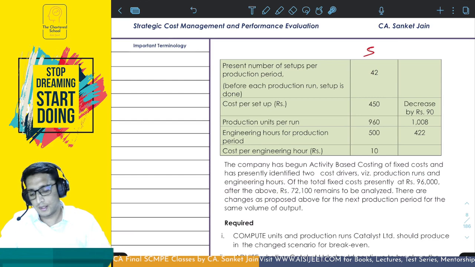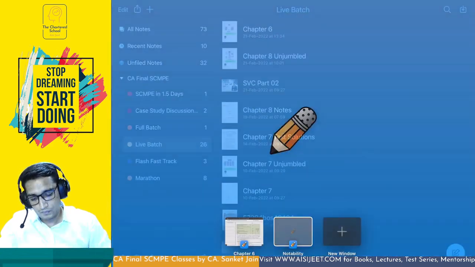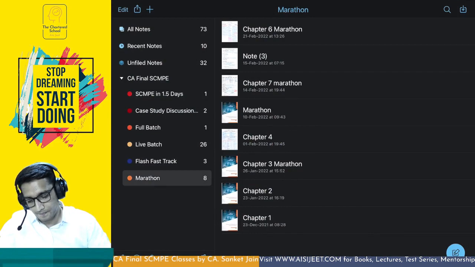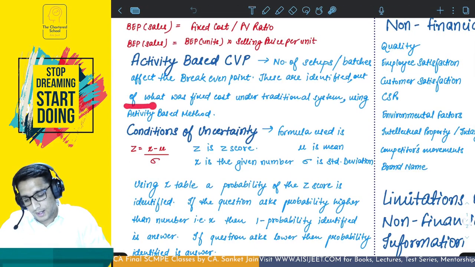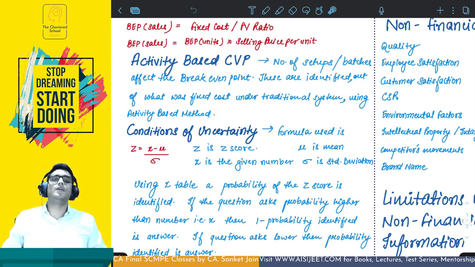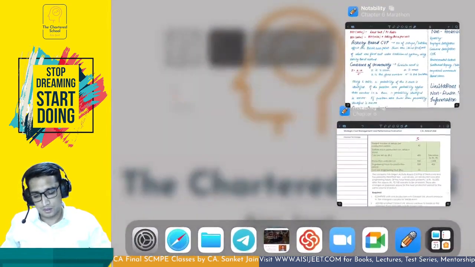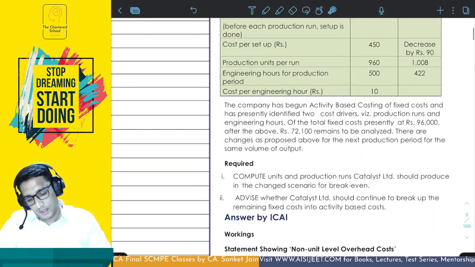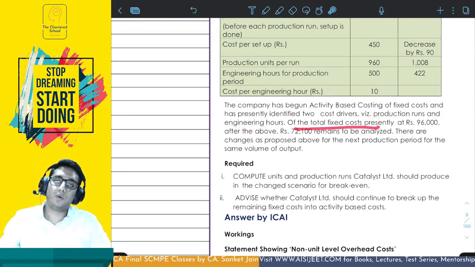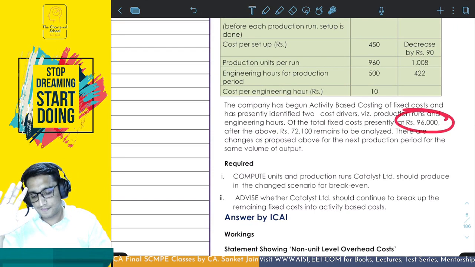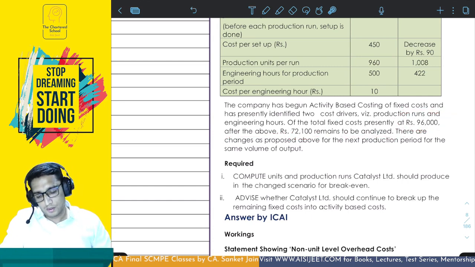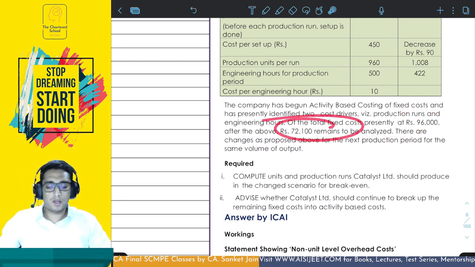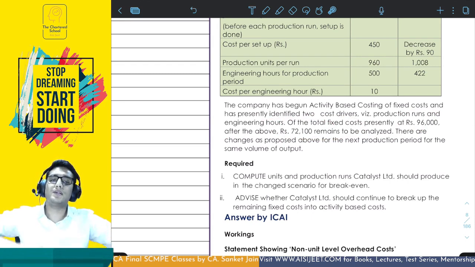So what I said earlier was that it was there as fixed cost under the traditional system. Using the activity based method, they have identified the number of batches or number of setups, etc. Now they are telling us that they've identified this using ABC out of the total fixed cost, whatever the total is, presently 96,000. After the above, 72,100 remains to be analyzed, so it is other fixed cost.